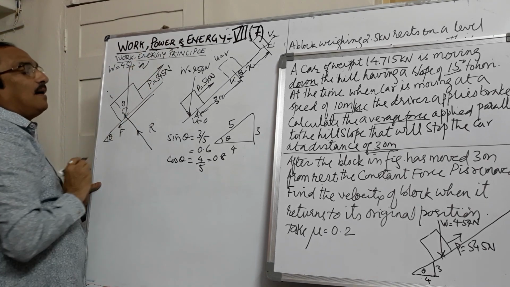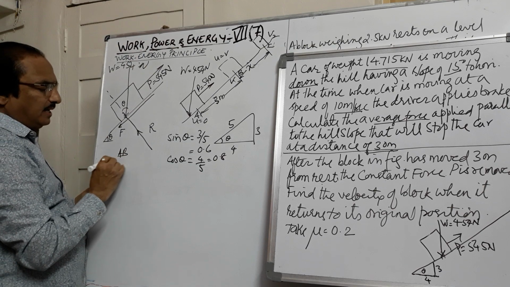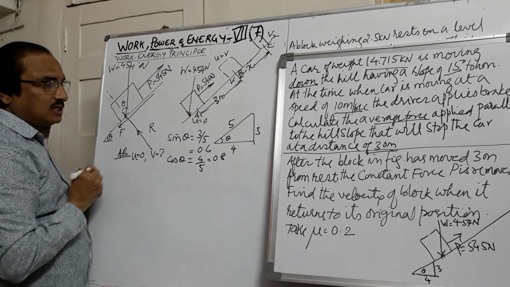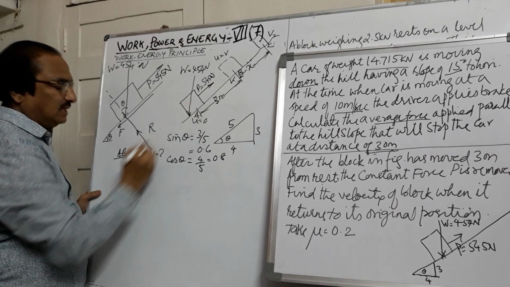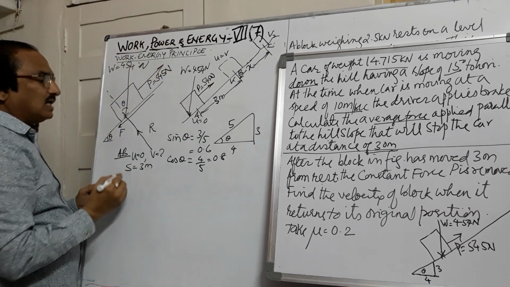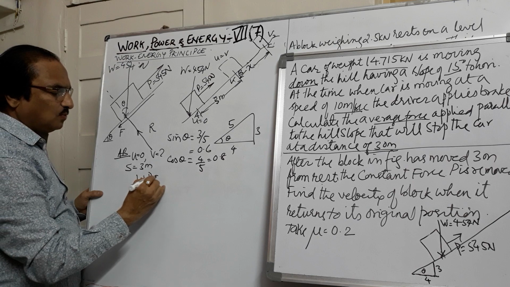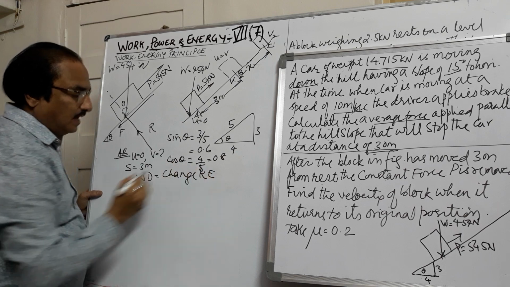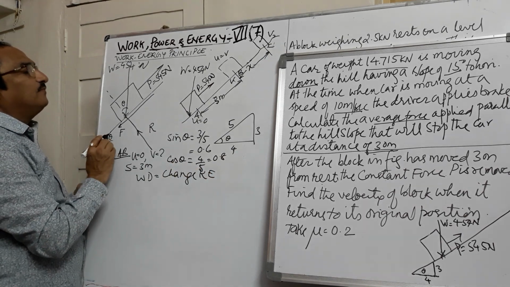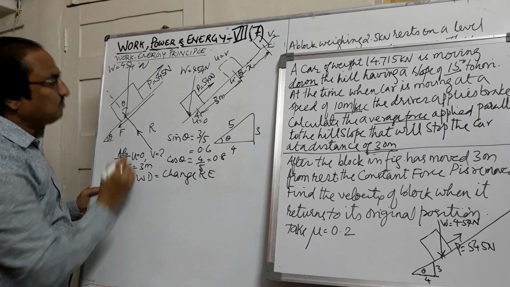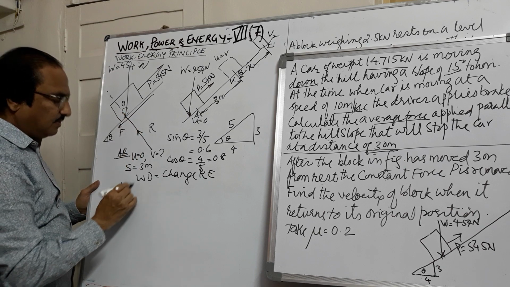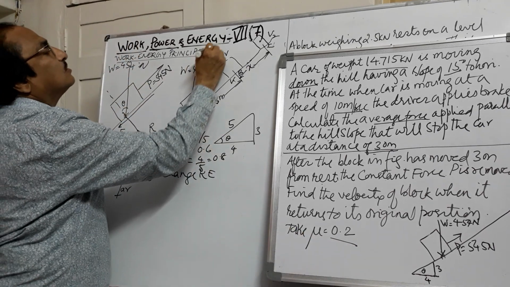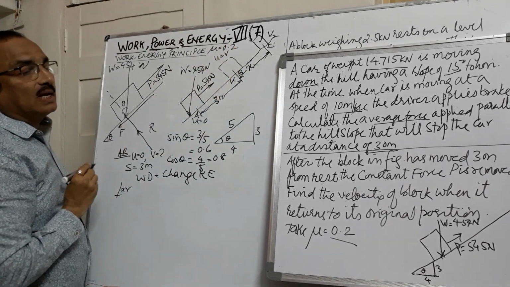Here the body is moving up the plane, so we will consider the movement from A to B. The initial velocity is 0. We are going to find the final velocity when it travels a distance of 3 meters. Since it is moving up, we will apply the work energy principle: work done is equal to change of kinetic energy. Work done is force into distance. Let us resolve the forces perpendicular to the plane because we need R and F. The value of mu is given as 0.2. Let us use this value.